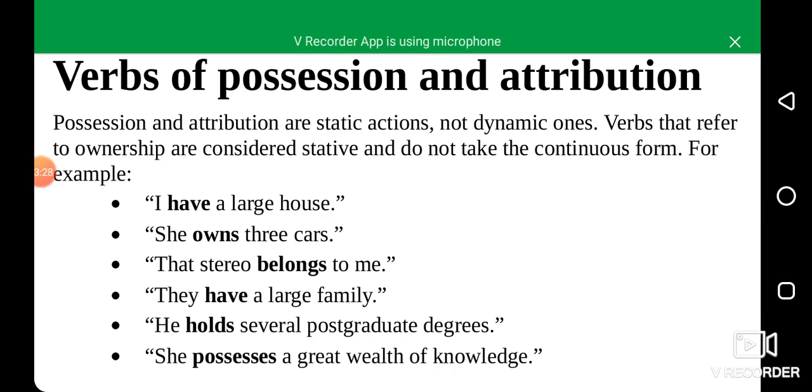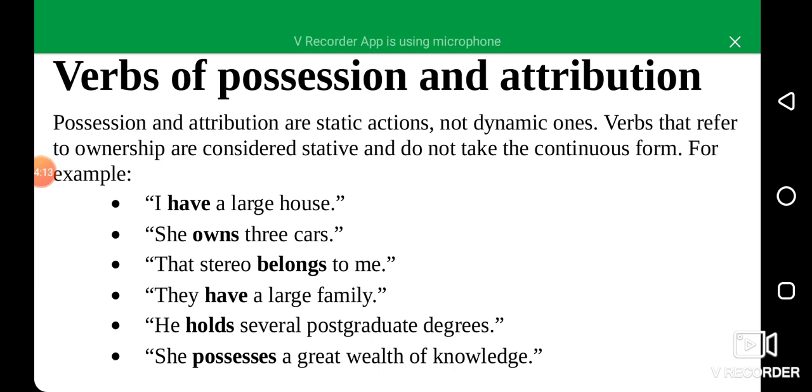Now here the holds tells us that he has possessed or he has secured several postgraduate degrees. Now the last sentence, he possesses a great wealth of knowledge, means he owns, he has a great wealth of knowledge. Now all these verbs, have, owns, belongs, have, holds, and possesses, show the possession of something by the subject. Hence it is very wrong if we make them continuous by adding ing.